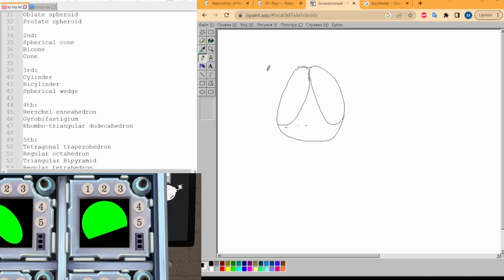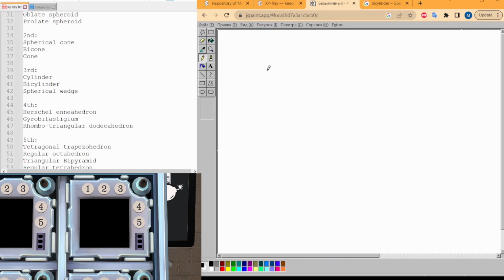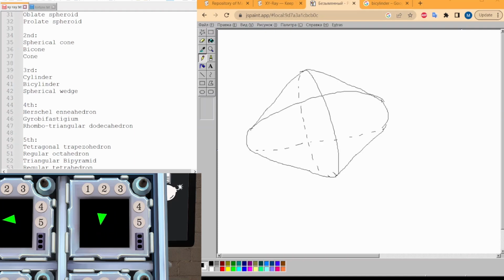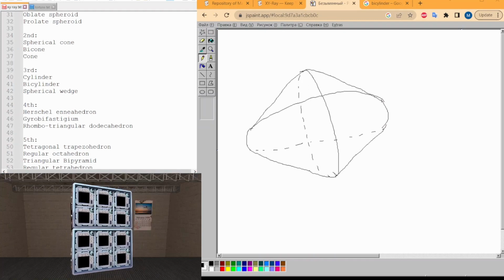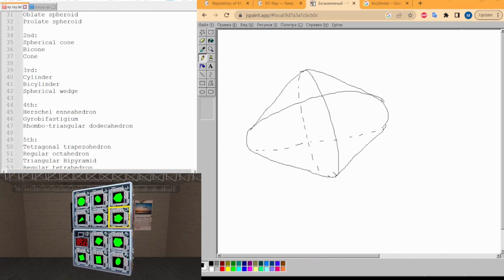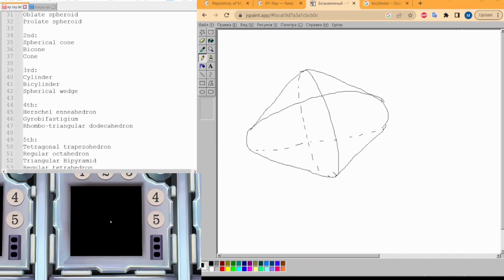Now let's go to Bicylinder, which I'm going to take some time to draw here because it's difficult. Okay, looking good. So, I have my two bicylinders here. Okay. As you can see, two lines appeared on the left and on the right. That's a bit different from spherical wedge.